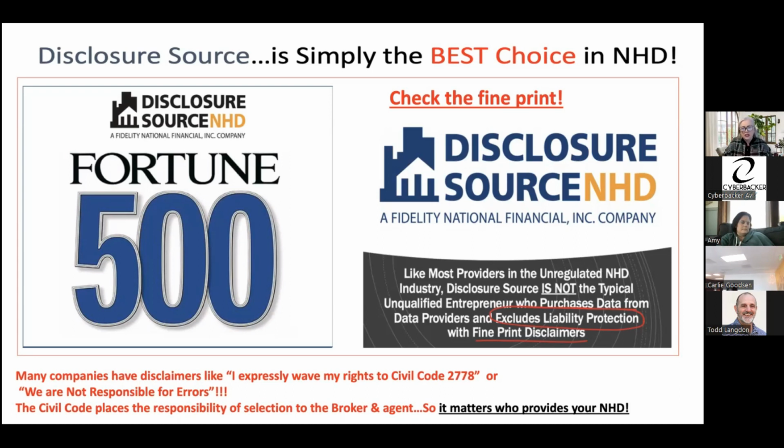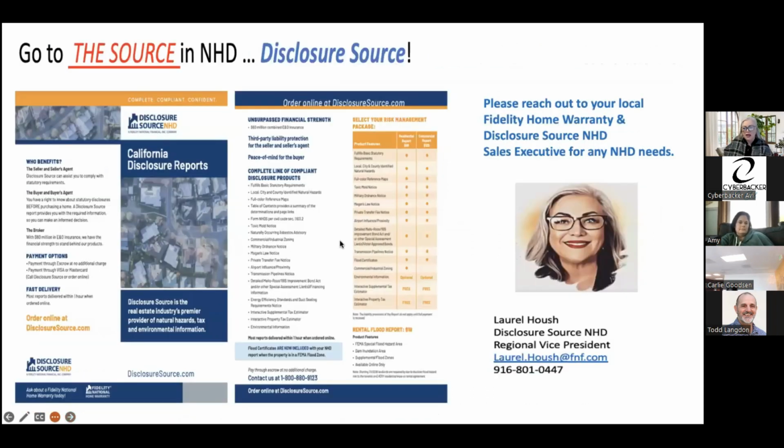So the difference is with Disclosure Source, we're owned by Fidelity, a Fortune 500 company. We carry E&O on every report. We name in our E&O all parties in the transaction. So we're going to protect you, the agent, the seller, your transaction coordinator, your escrow officer. Everybody is going to be protected with Disclosure Source because we're going to do what the law requires. And that's why it's important to vet your vendor, because the civil code also puts the onus, the responsibility of selection, on you, the agent, believe it or not.